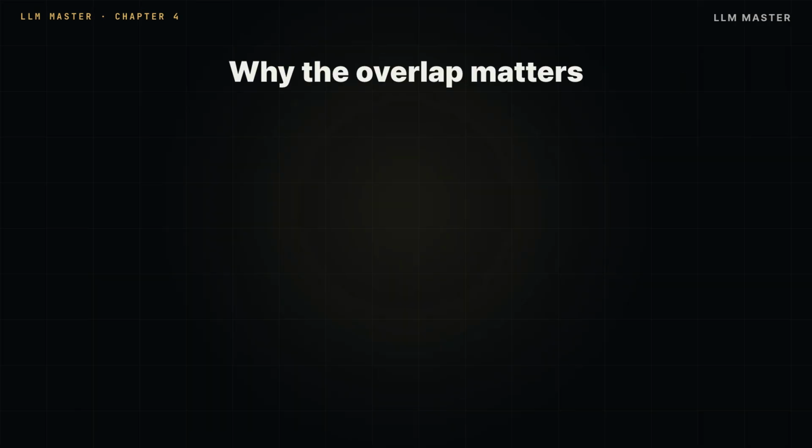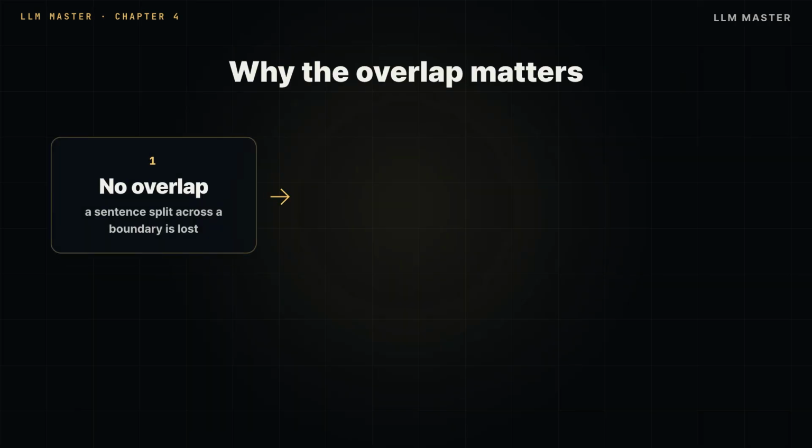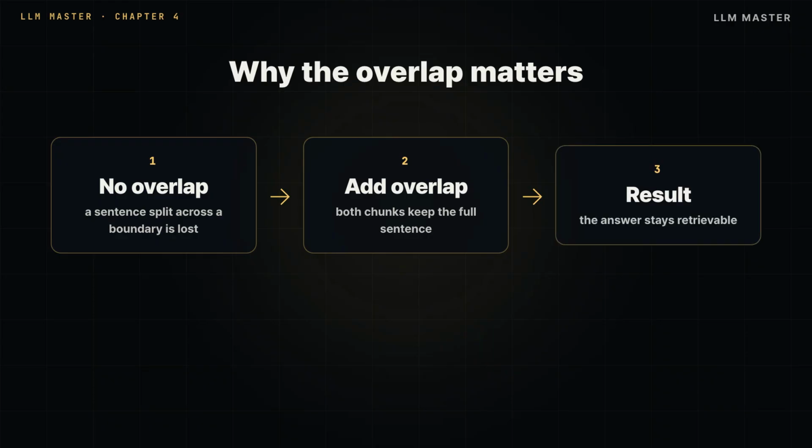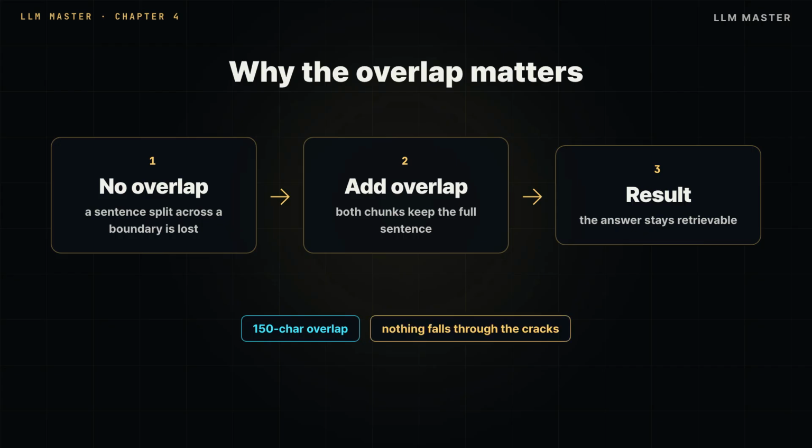Why does the overlap matter? Picture the sentence spelling out parental leave, 16 weeks for birthing parents, sitting right on a chunk boundary. With no overlap, the first chunk ends mid-sentence, and the second one starts mid-sentence, so neither chunk holds the whole rule. Ask the bot about parental leave and retrieval can't find a passage that actually contains the answer. Add 150 characters of overlap, and both chunks carry the full sentence.